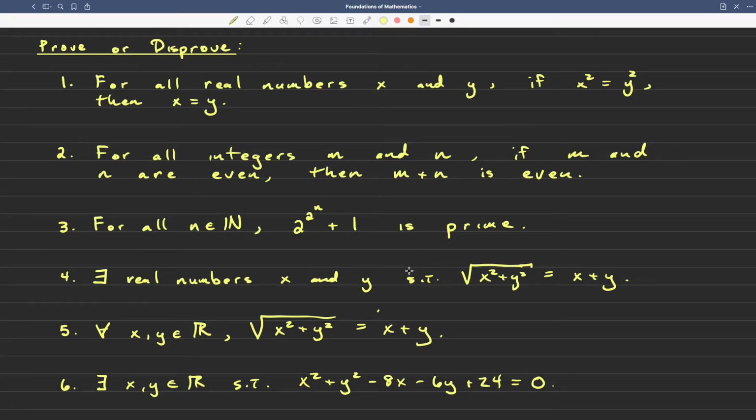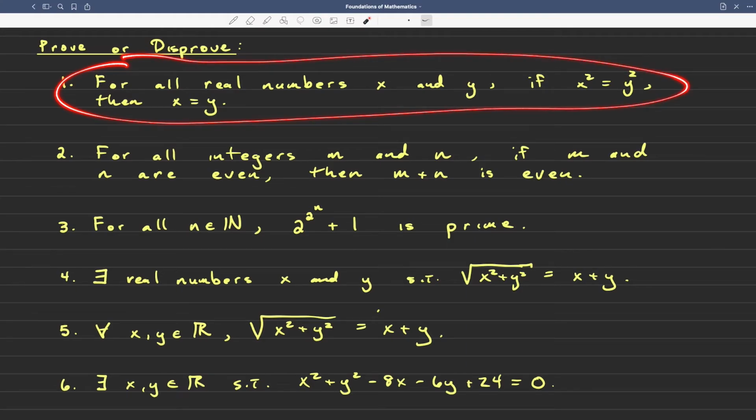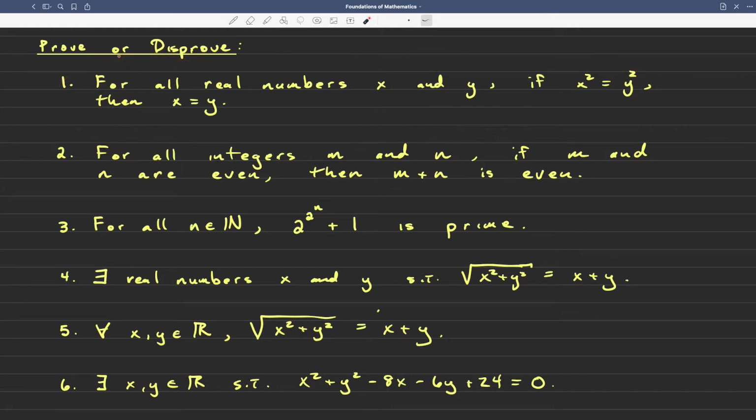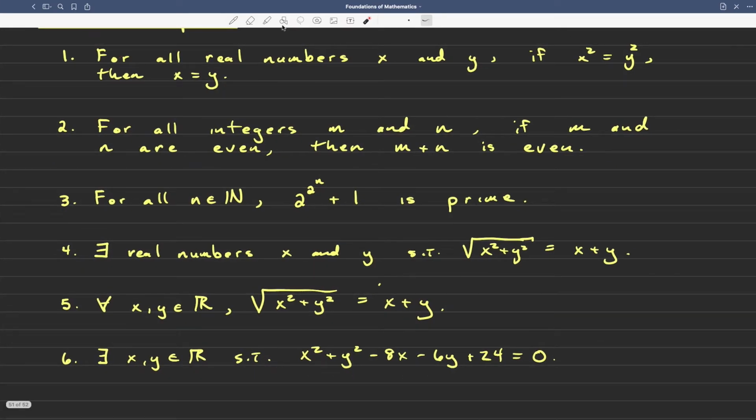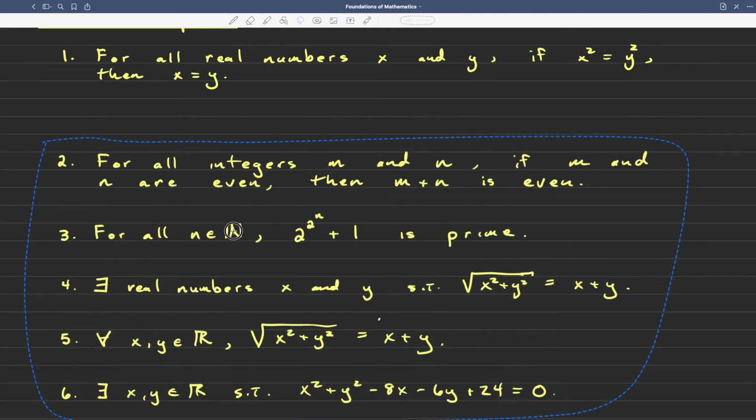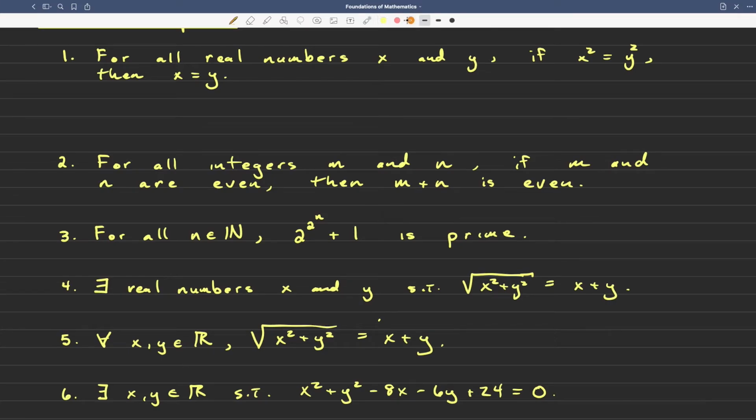Okay, welcome back. Let's have a look at the first one here. The statement is, for all real numbers x and y, if x squared equals y squared, then x equals y. And you're asked to prove or disprove it. I bet you did not have a hard time with this one, but I do want to break it down a little bit and examine the logical structure of this. In its more symbolic form, the statement is, for every x, y element of the reals, x squared equals y squared implies x equals y.